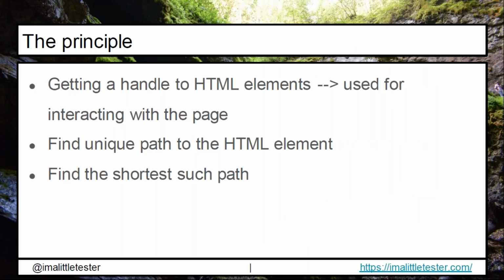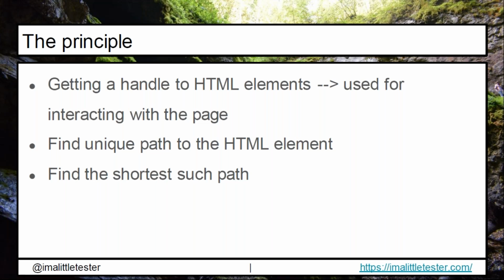Why do we need CSS selectors in the first place? Well, when we're writing Selenium tests, we need to interact with pages. We need to click on some buttons or we need to type some text in a field. In order to do that, we need a handle to the HTML elements that we want to interact with. So if I want to click on a button, I need an HTML element that I can refer to. I need a handle to that element in my tests so that I can send a command via Selenium to that particular element I want to interact with.